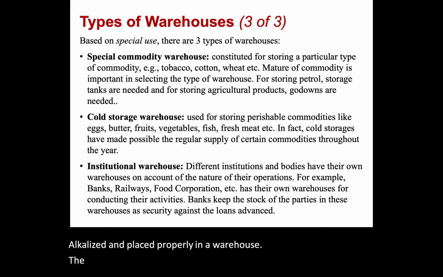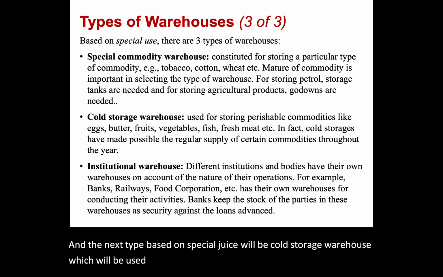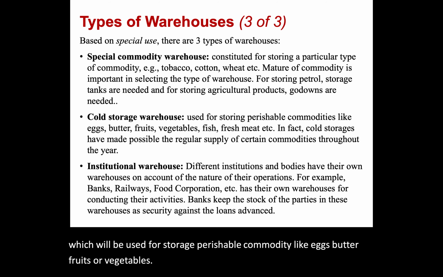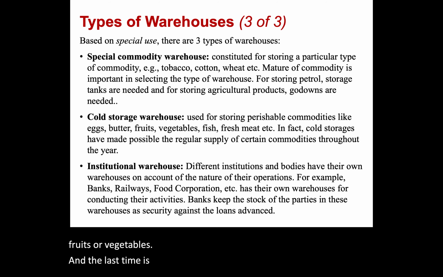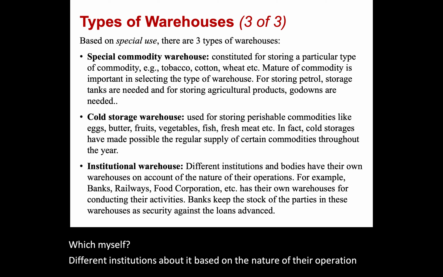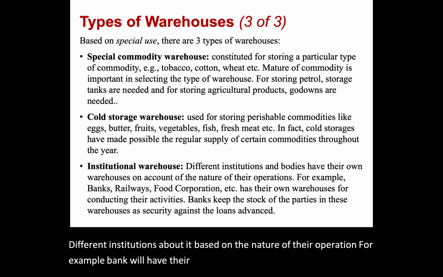The next type, based on specialties, will be cold storage warehouse, which will be used for storage perishable commodity like egg, butter, fruits, or vegetable. And the last type is the institutional warehouse, which might serve different institution or body based on the nature of their operation. For example, bank will have their own institutional warehouse for conducting their activity.